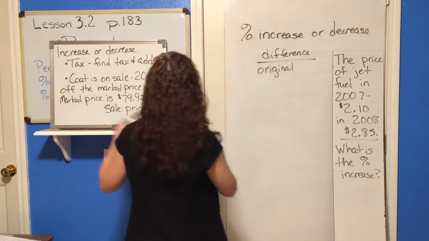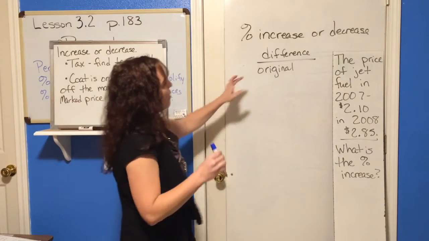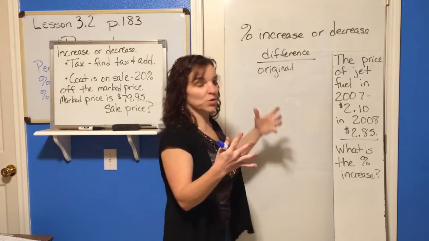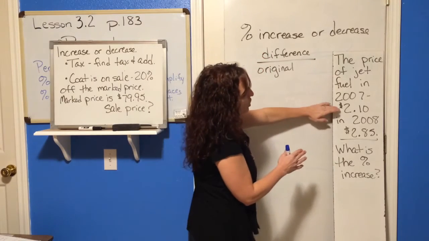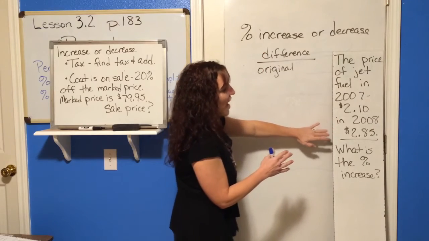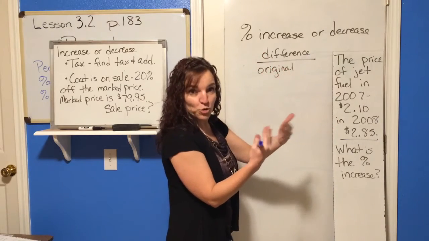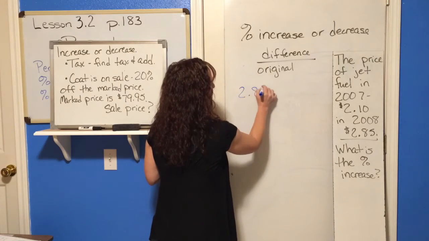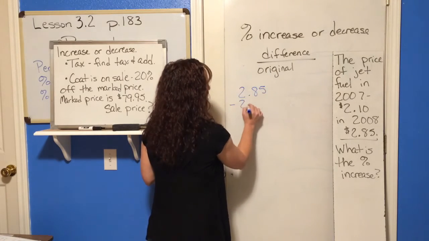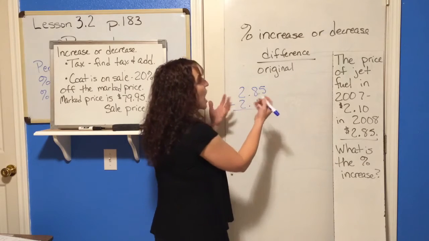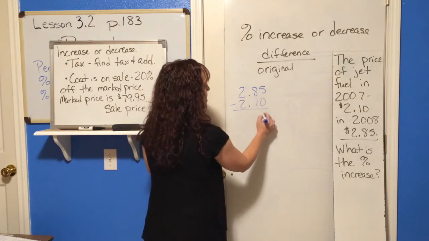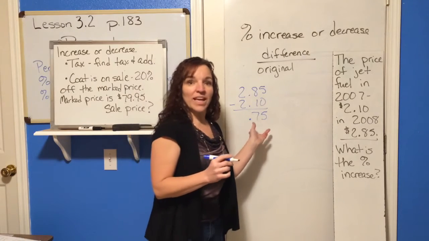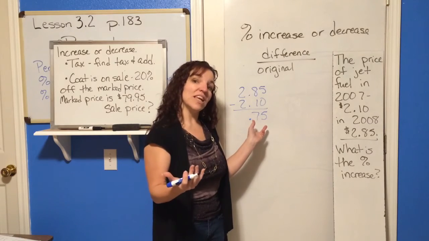All right, so what we're going to do is this. First, we find the difference. So the difference, what is the increase or the decrease? So we started at 210 and we ended at 285. So to find the difference of anything, you subtract. That's what difference means. So you take the 285 and subtract the 210 to find how much is the increase. So 75 cents is the increase. That's the amount of the increase.